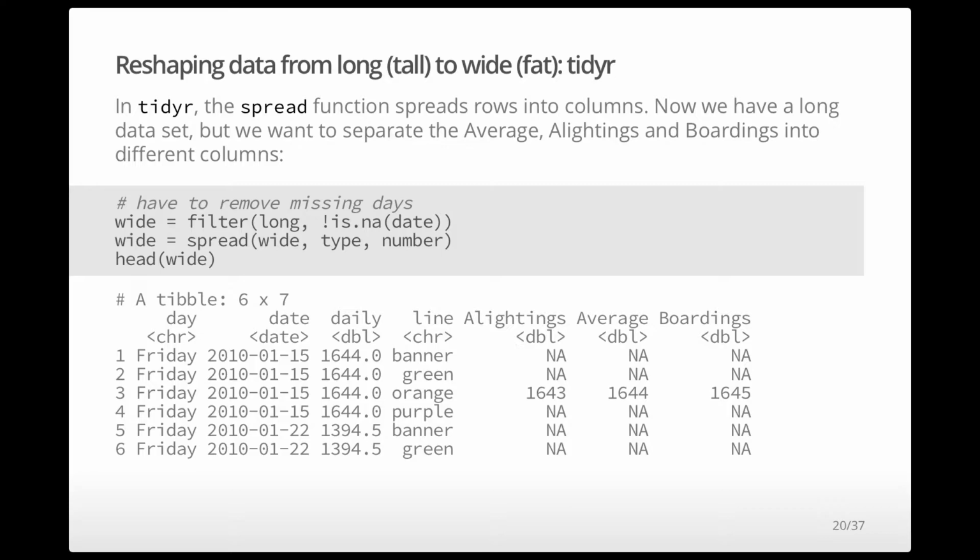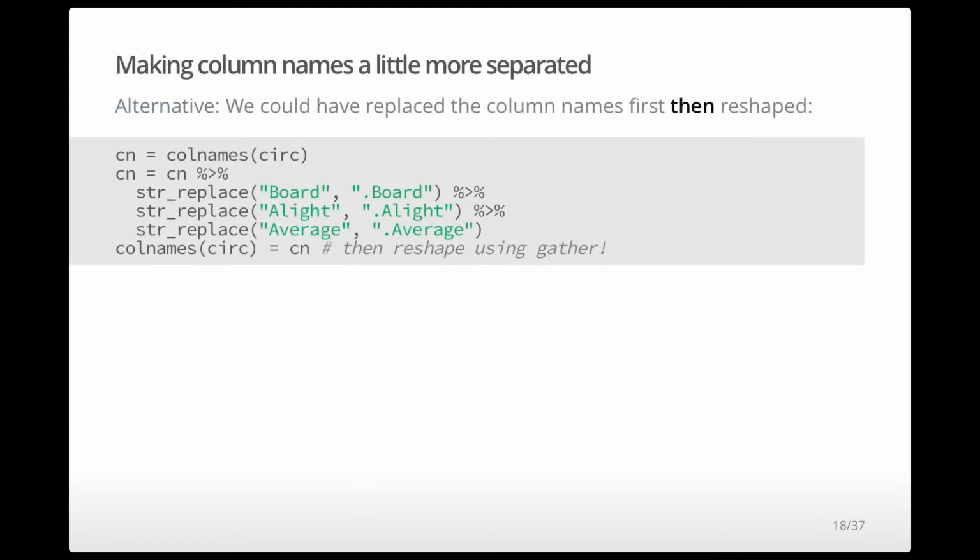Now we have this, we name this data set wide, and now this is the syntax for spreading out columns. So spread the data set, the column that you want to spread out. These are the new variable names. So in this case, type, and what you want to fill that data in with. So again, let's go back.